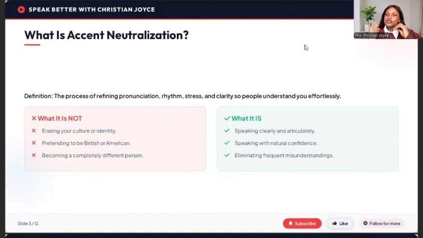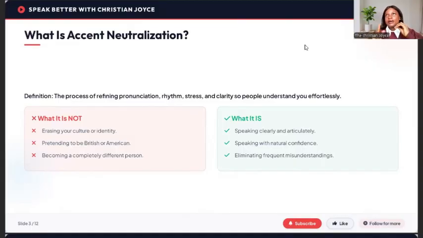So there's nothing like, could you repeat yourself again? What do you mean by that? Or all the other questions that get you bothered. Now, what accent neutralization is not is erasing your culture or your identity. No, it's not erasing it.